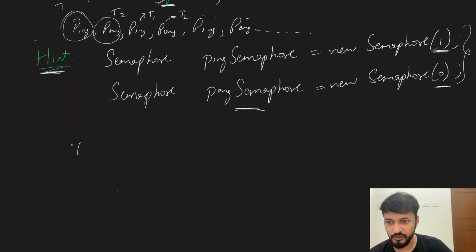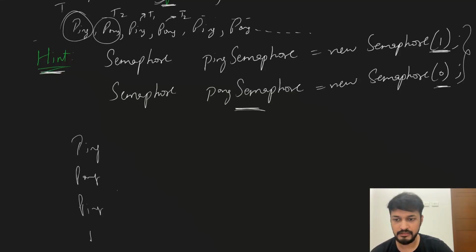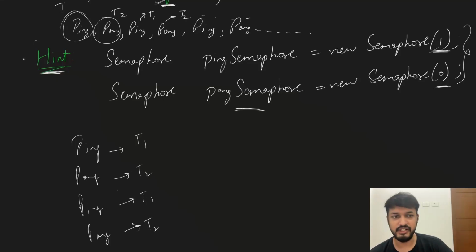So our expected output will be ping, then pong, then ping, then pong, and you'll have to make sure this is printed by thread T1, then T2, then T1, then T2. In our last video, I gave you a hint to solve this problem. Now let's dive into the actual solution of this problem.